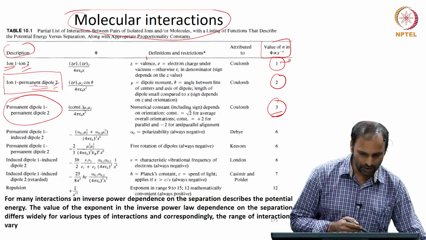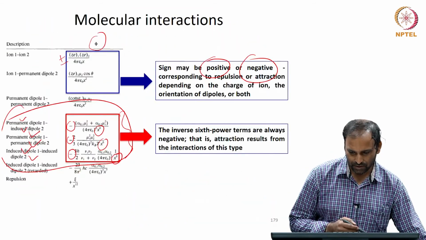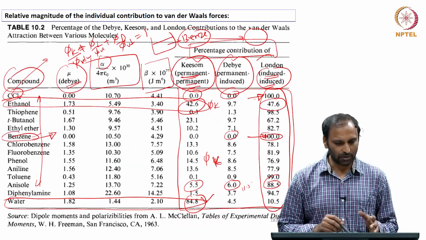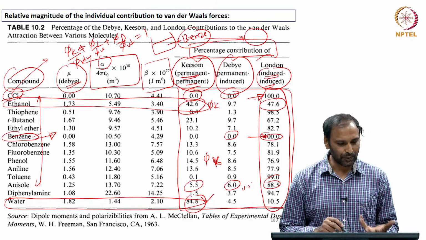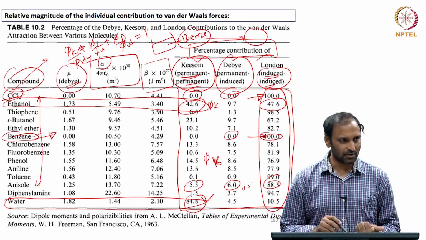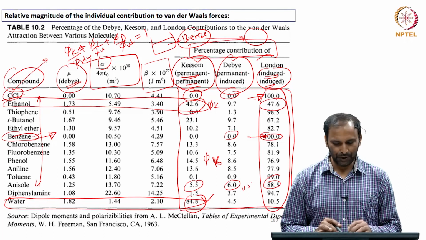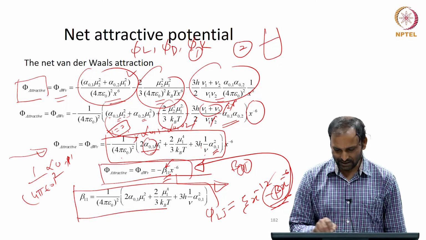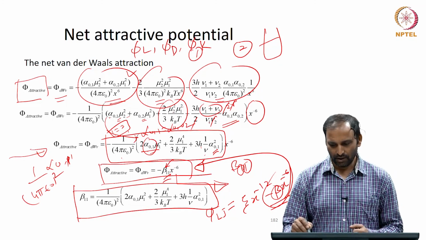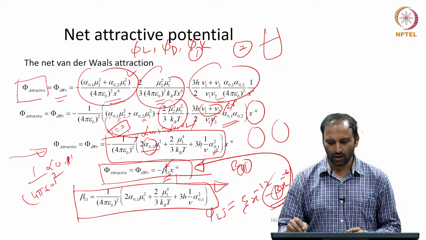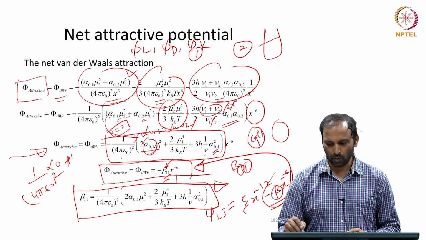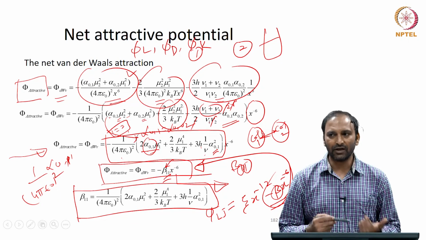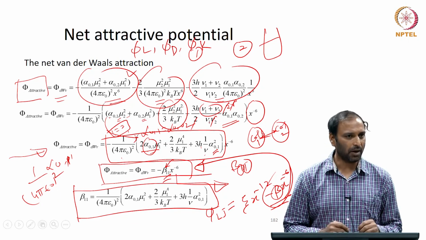So maybe I will just stop here. We have talked about the van der Waals interaction between atoms and molecules. I have introduced you to different terms. We know where the van der Waals interactions come about now. We will try and extend these concepts to van der Waals interaction between colloidal particles. If I have colloidal particle 1 and colloidal particle 2, we will see how to think about van der Waals interaction between particles in the next class.